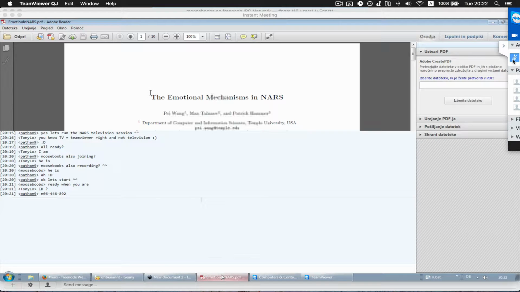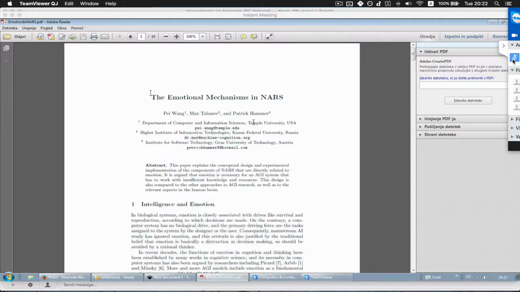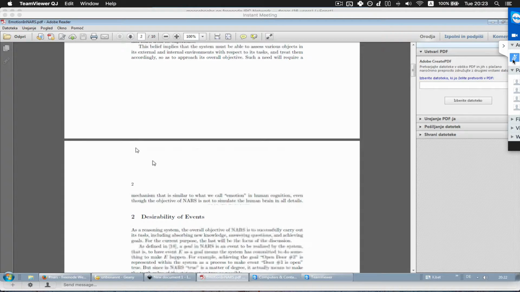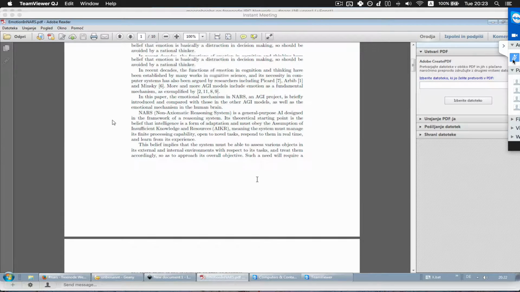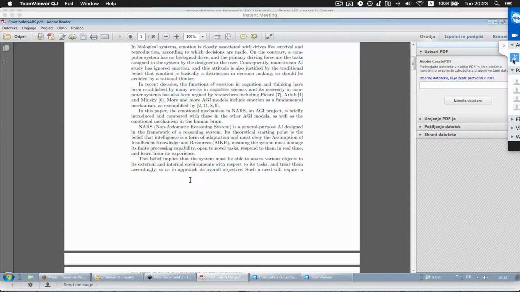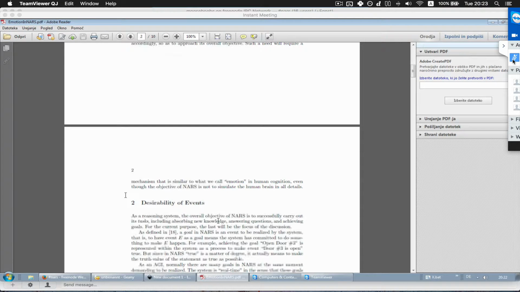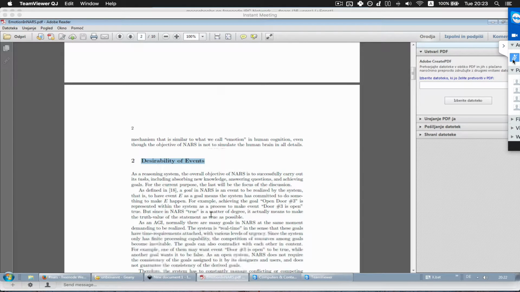And today we will talk about the emotional mechanism, and we have to see how to integrate the different parts into our new design. When we start with the second section, the first section is just explaining the background, and the second section is describing the desirability of events.